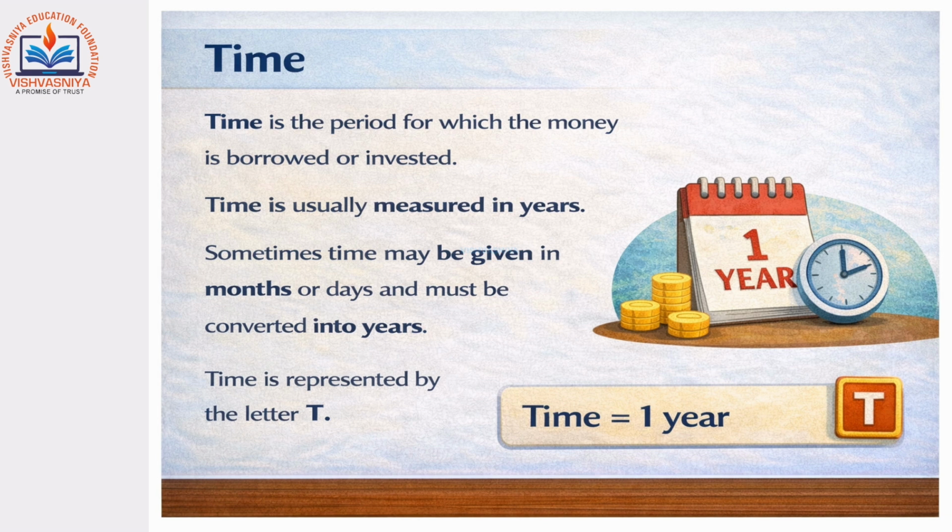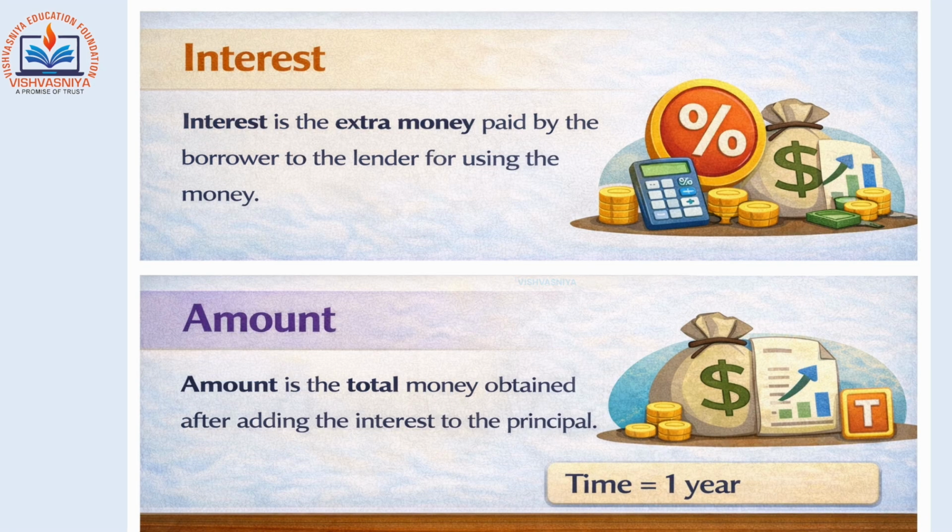Time is the period for which the money is borrowed or invested. Time is usually measured in years. Sometimes time may be given in months or days and must be converted into years. Time is represented by the letter T. Interest is the extra money paid by the borrower to the lender for using the money. Amount is the total money obtained after adding the interest to the principal.